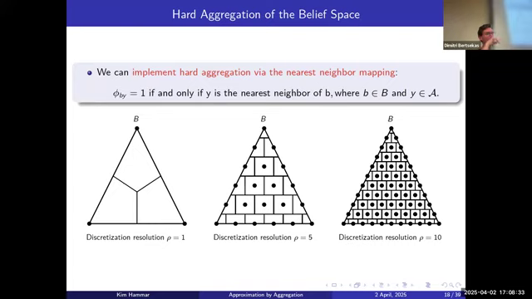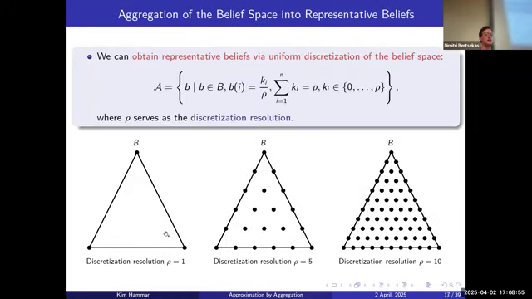For illustrative purposes, the belief space here is just the two-dimensional simplex. In general, it can be a much larger space that is not so easy to visualize, but just for illustration I am using a small belief space to show the discretization. And just to remind you, the parameter rho controls the resolution of the discretization.